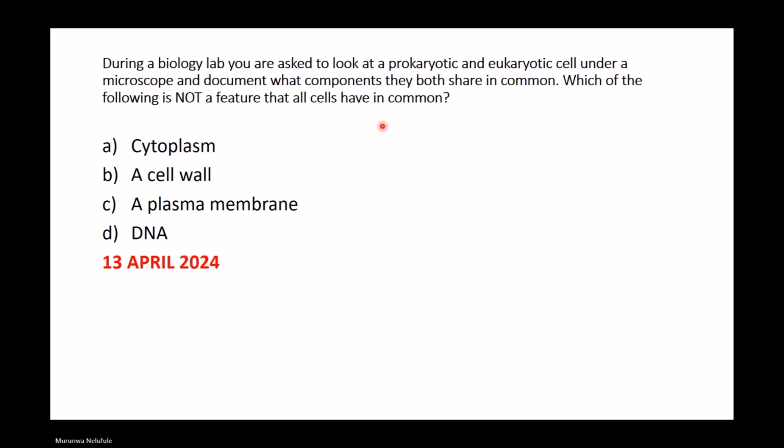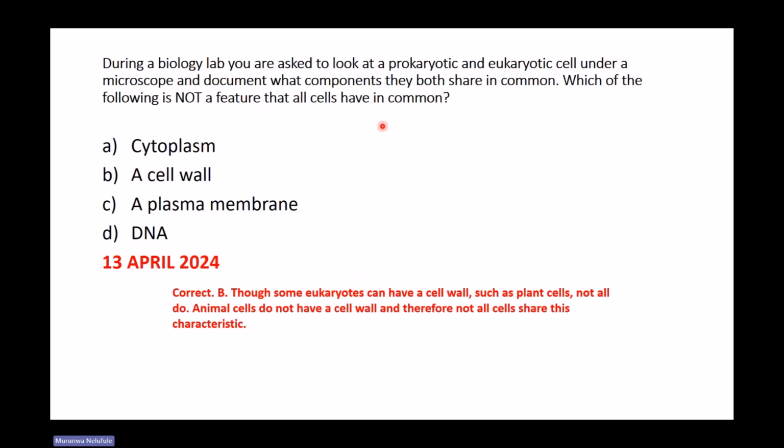Can I say why I said a cell wall? Yeah, that would be lovely. Both of them have DNA and membranes, and you just spoke about the prokaryote having cytoplasm, but a cell wall wasn't mentioned. Yes, correct. So the correct answer is B, which is the cell wall. Though some eukaryotes have a cell wall, such as plant cells, not all do, and muscle cells do not have a cell wall. Therefore, not all cells share this characteristic. All right, let's proceed.